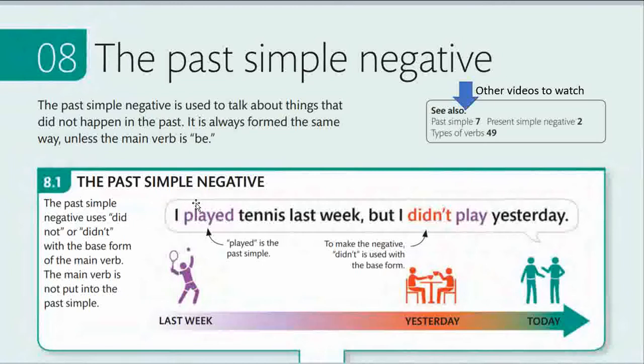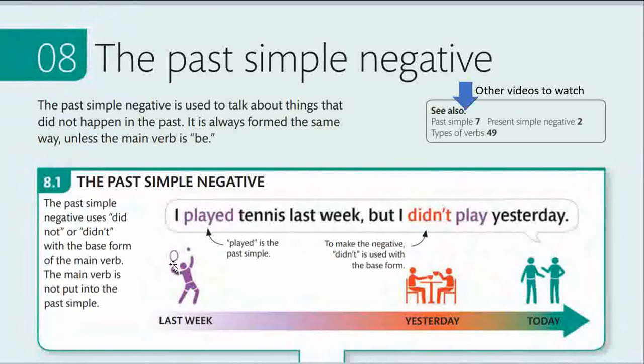The negative simple past. The past simple negative uses did not or didn't. The contracted form of did not is didn't. Or it uses did not or didn't with the base form of the main verb. Base form means the way it occurs in the dictionary. The main verb is not put into the past simple. Now, earlier we have studied past simple. The simple past used to take ed, but when we are forming negatives, the ed is not there anymore.